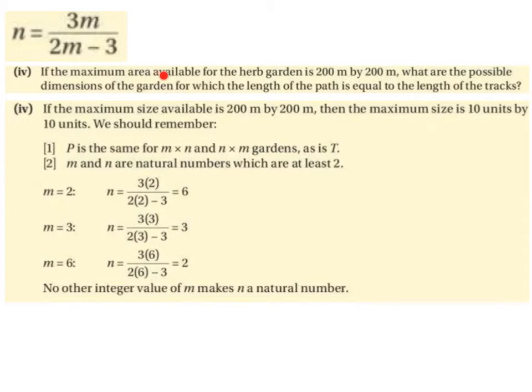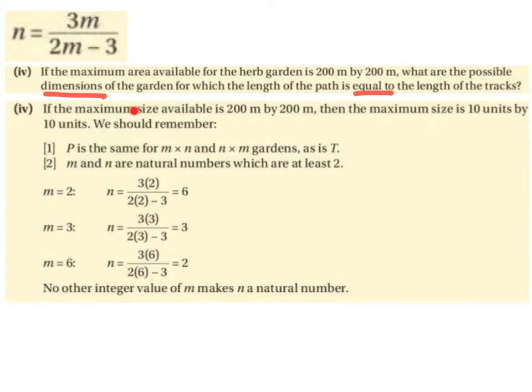If the maximum area available for the herb garden is 200 meters by 200 meters, what are the possible dimensions of the garden for which the length of the path is equal to the length of the tracks? So what dimensions? That basically means what are my m and n values. So what's my width and my length of my garden, but we're going to call them m and n because that's what we decided to call them at the start.